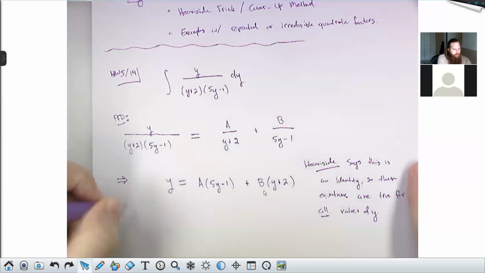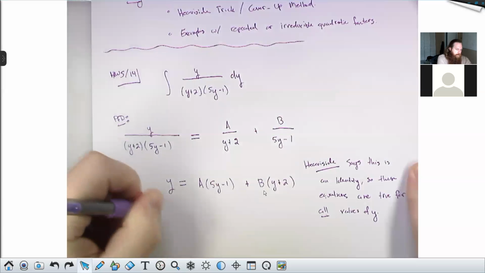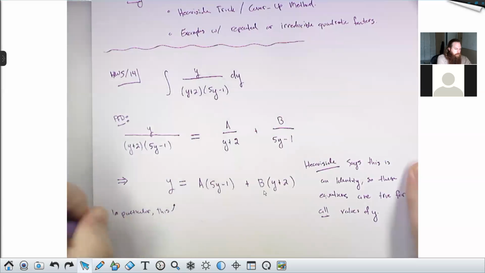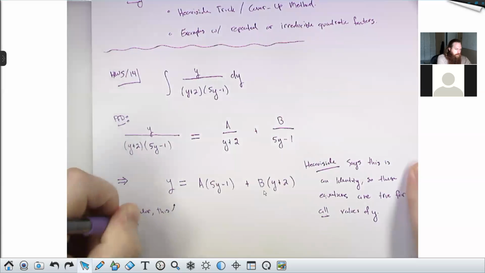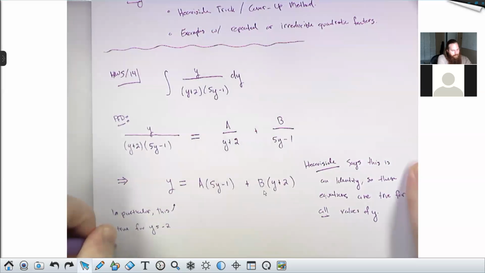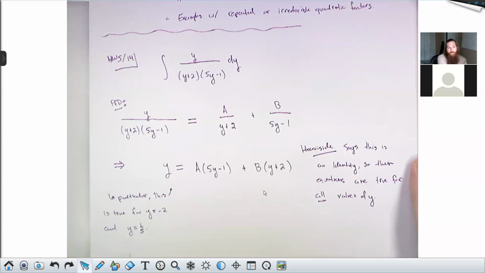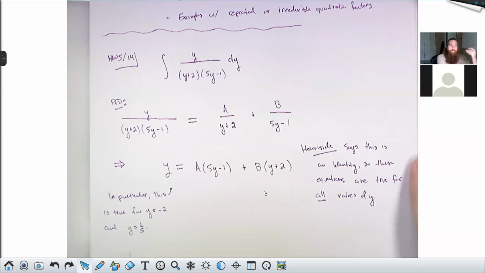So in particular, this is true for y equals -2 and y equals 1/5. I can plug -2 in for y, and I can plug 1/5 in for y. Yeah, you can plug 0 in also, and there's nothing wrong with plugging in 0. Plugging in 0 can often be a useful move.